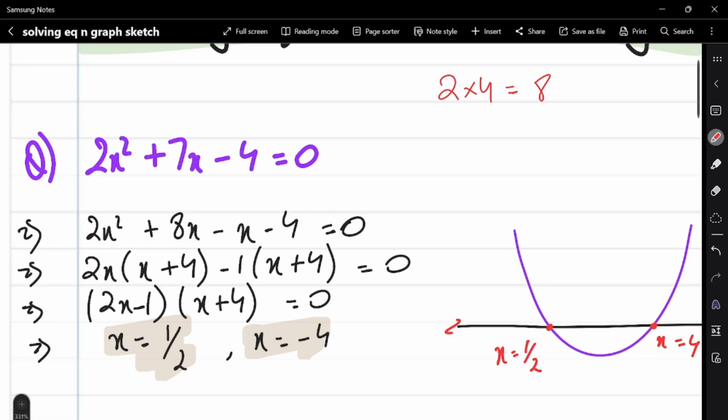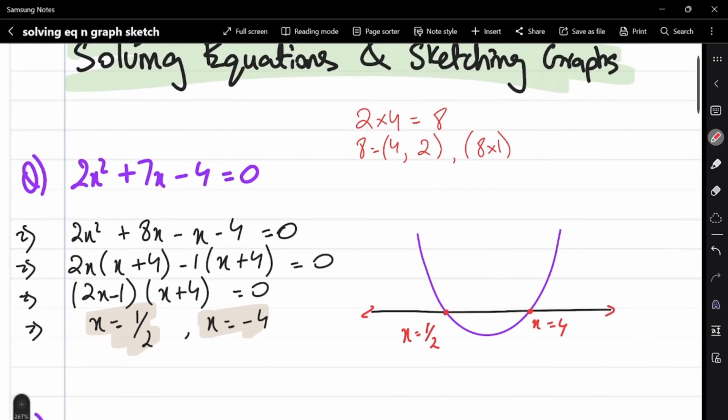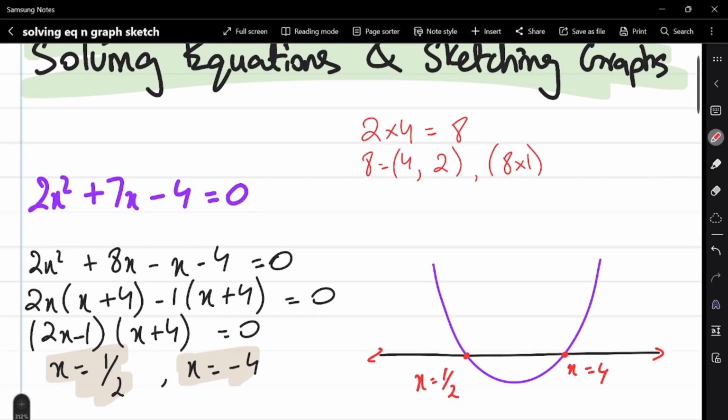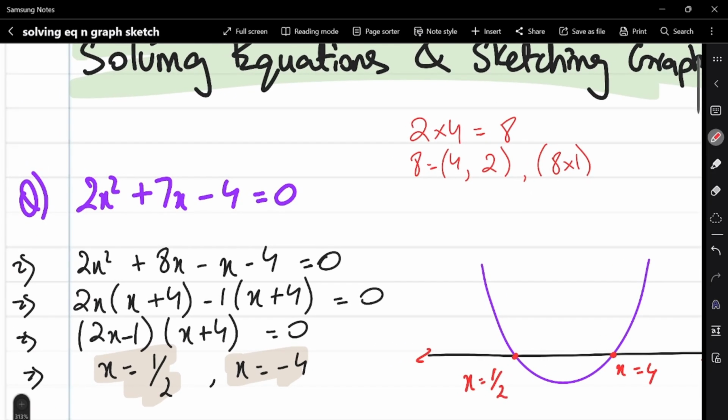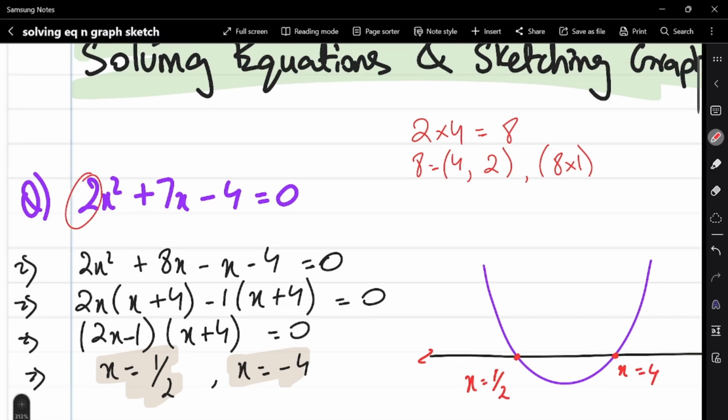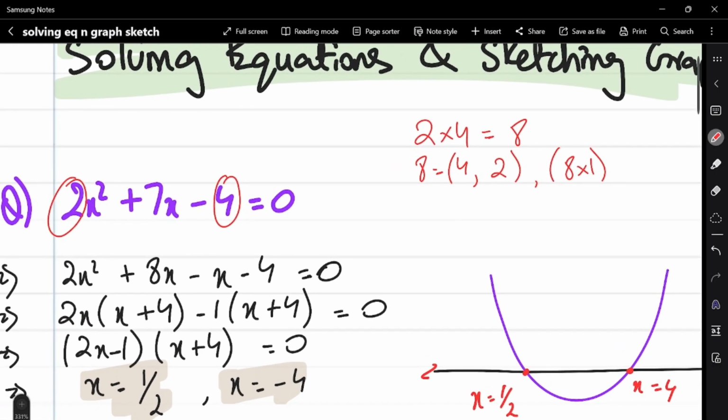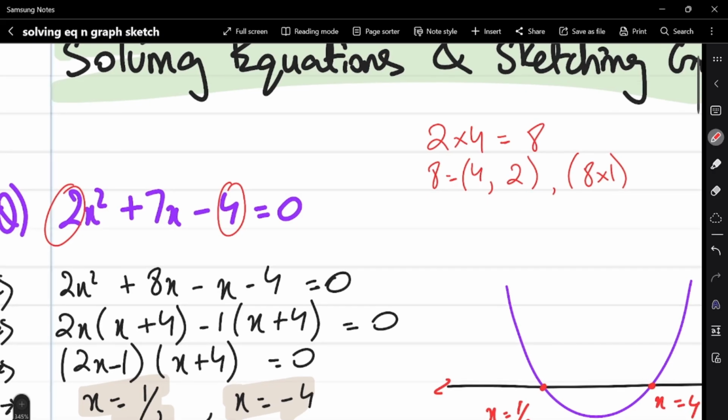And what are the factors that make up 8? One is 4 and 2 themselves. The product of 4 and 2 gives us 8. And another combination is 8 multiplied by 1. So in middle term break we know that we have to find such factors whose product is formed from the first and third terms, and then their sum should be equal to the middle term.